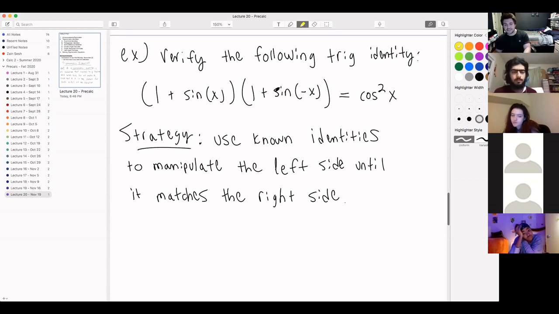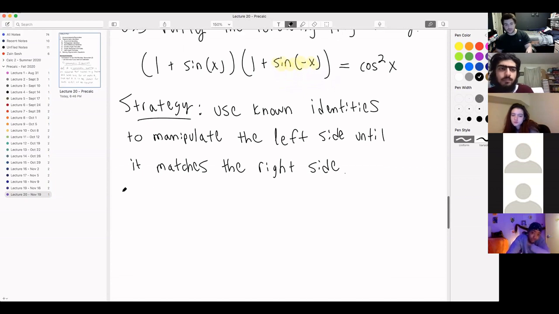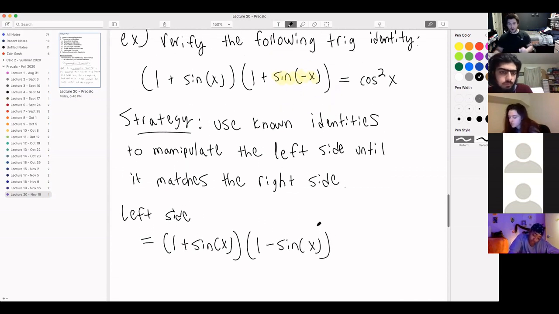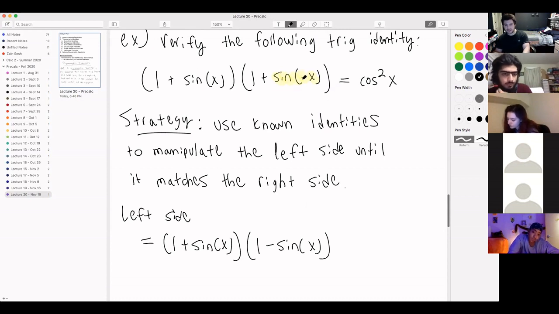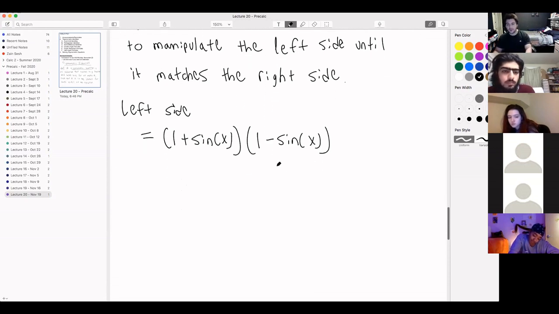So firstly, I see a sine of minus x here. Sine is odd, so I can pull that minus sign outside of the function. So the left side is equal to 1 plus sine x times 1 minus sine x. Okay, so all I did here was just bring this minus sign and the input outside as a multiplier, as a coefficient, right? That's by oddness. Good. Now multiply this out.